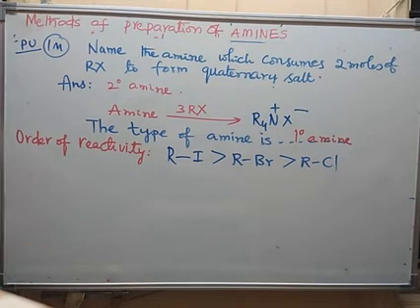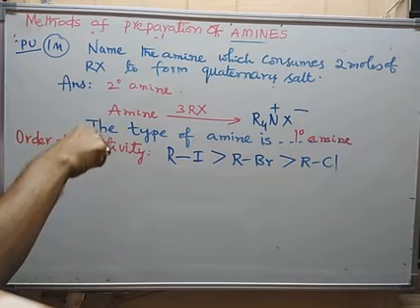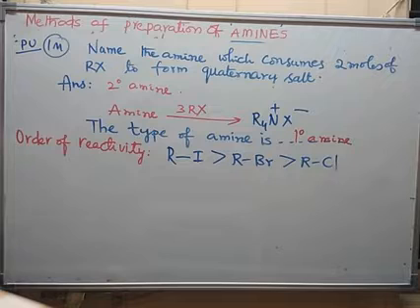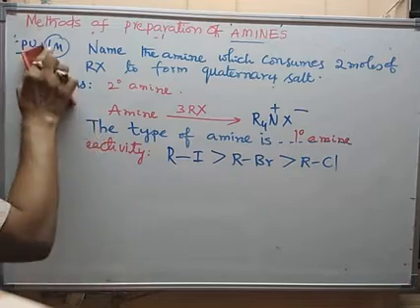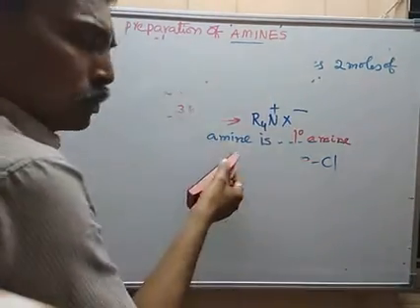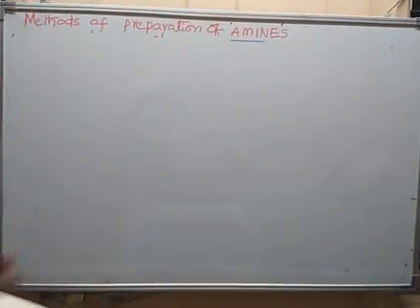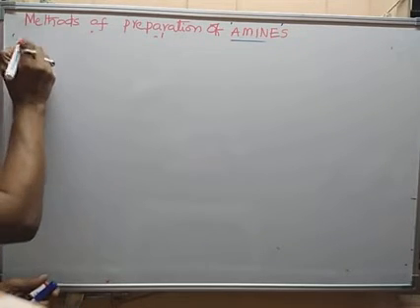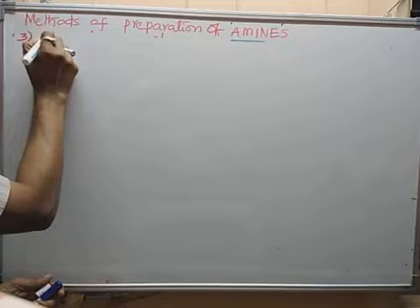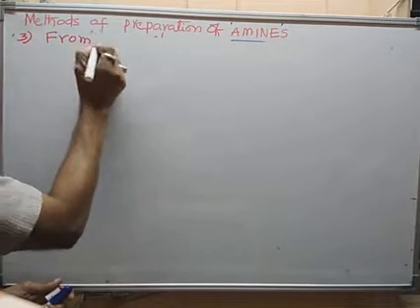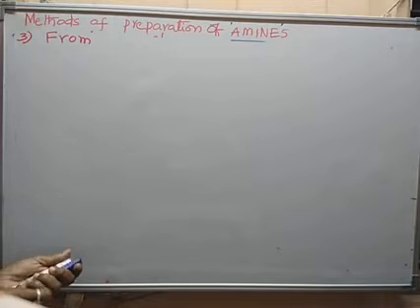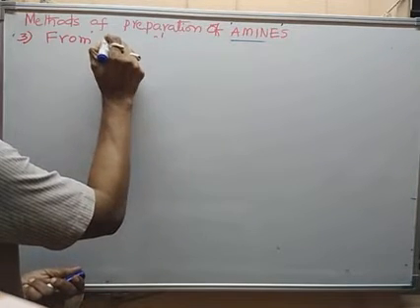So what are other questions related to this one? This type of questions you have to practice. Enough. Come to the third method of preparation. This is useful from a competitive point of view. You are familiar with the CN group attached to an alkyl group. That type of class is known as cyanides. Cyanides are also known as nitriles.